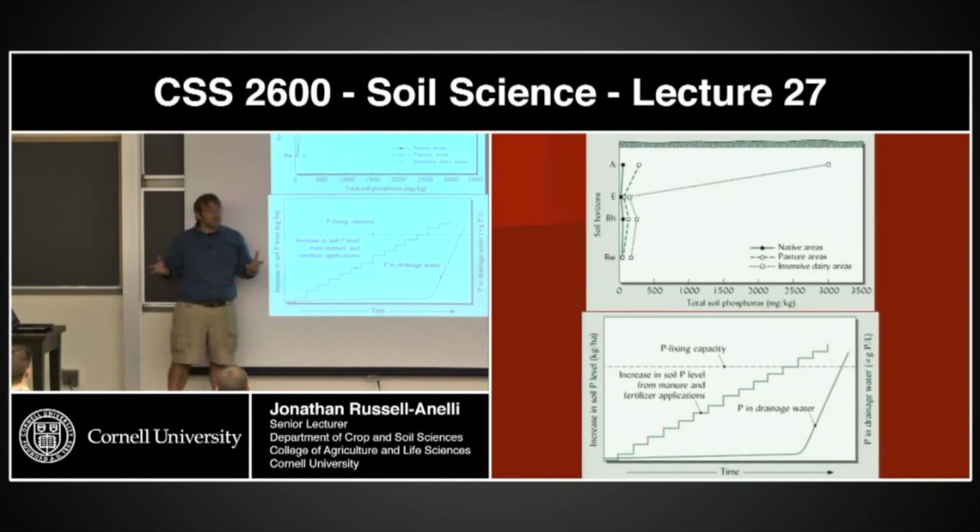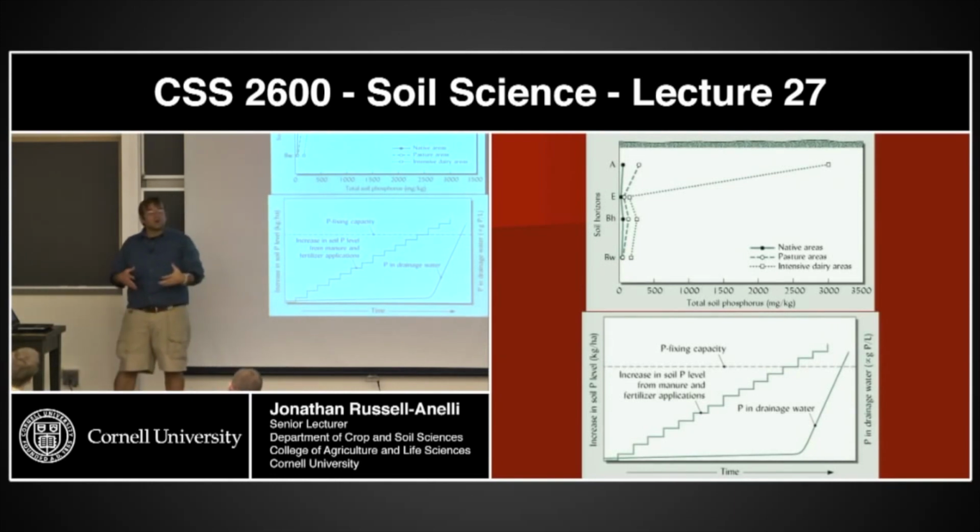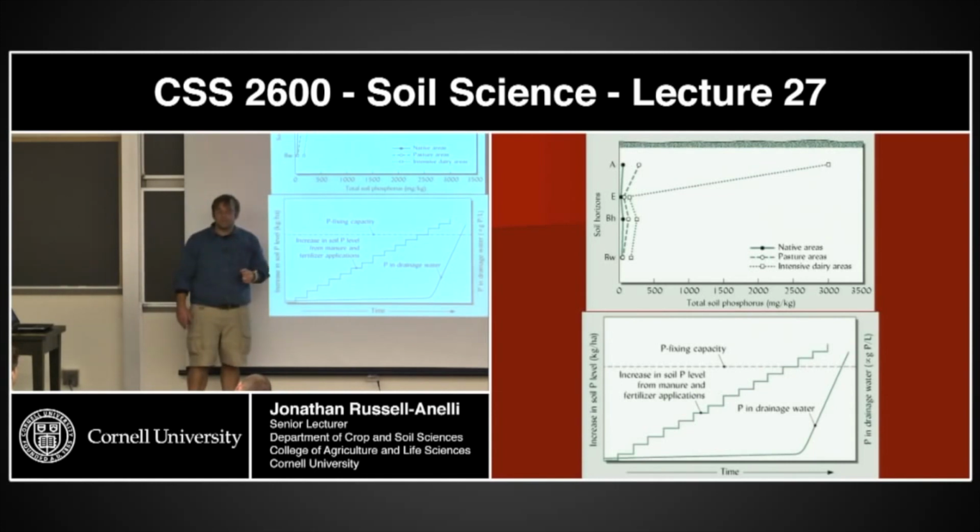Well, that's not necessarily a problem because I'm going to have calcium and/or iron and aluminum, depending on my pH in the soils, and most of that is going to be bound up. And that's what we're looking at here. This is an increase in soil phosphorus level as we move up, and this is time. You'll see these steps here. Each one of these risers is basically me going out there and dumping manure.